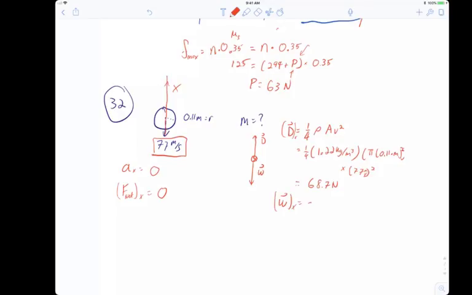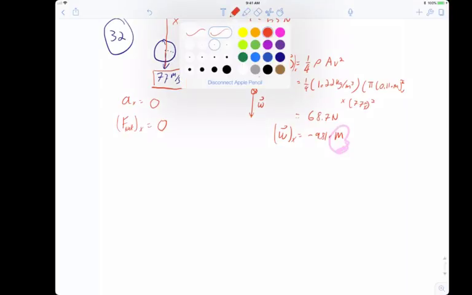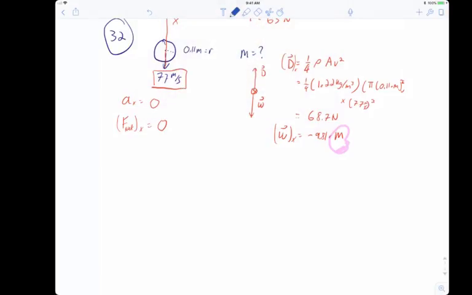All right, and the weight is minus 9.81 times the mass. You'll note that I don't know the mass, so that's a variable. Time to put it all together. F net is equal to 0. Add up the forces. Plus 68.7 minus 9.81 times m. And you solve for m. Seven kilograms.